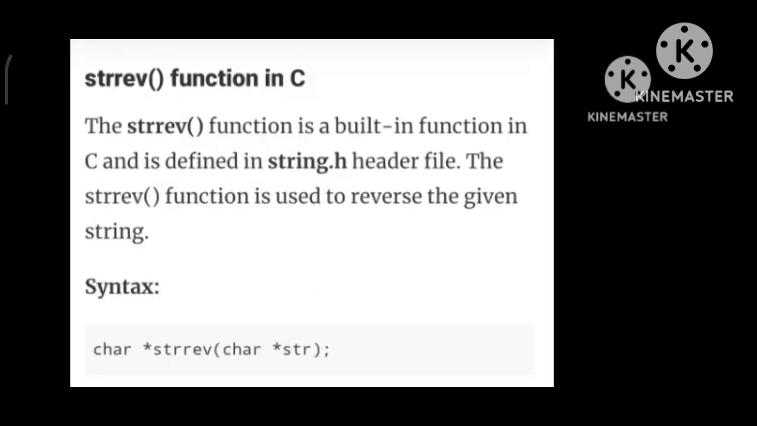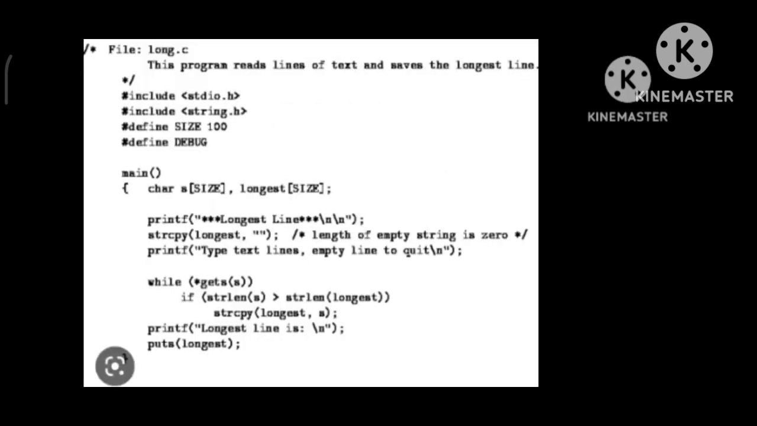Next, the string reverse function in C. The strrev function is a built-in function in C and is defined in the string.h header file. The strrev function is used to reverse the given string. Syntax: char *strrev(char *string). And this was the program on strrev.